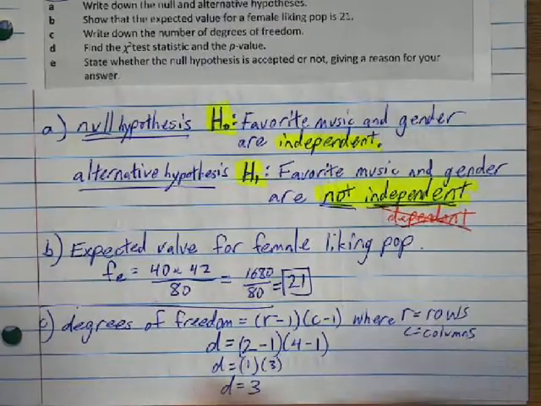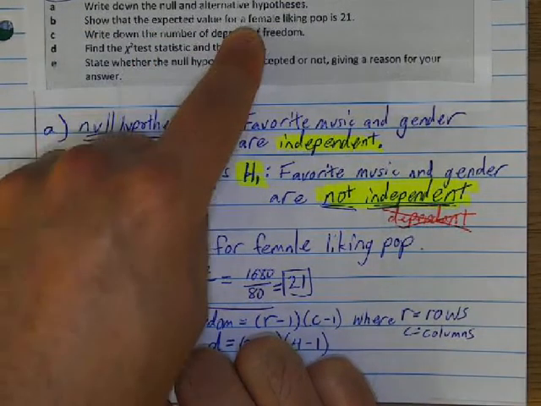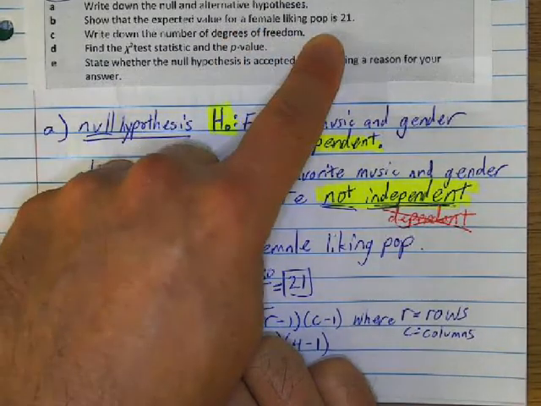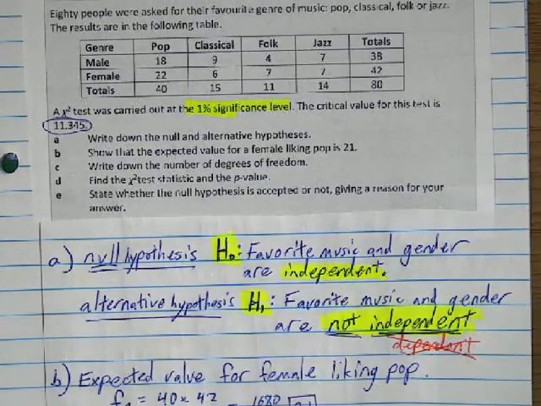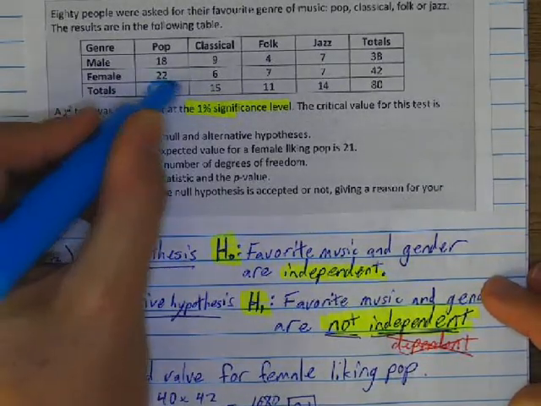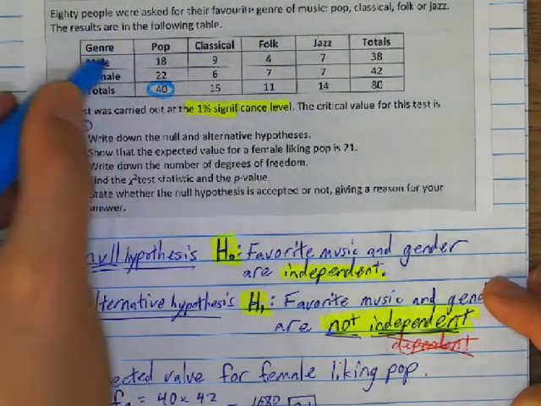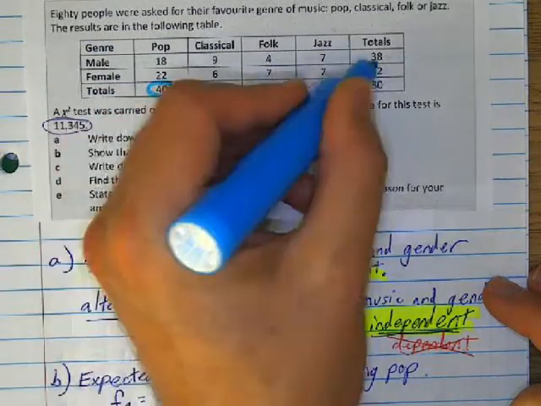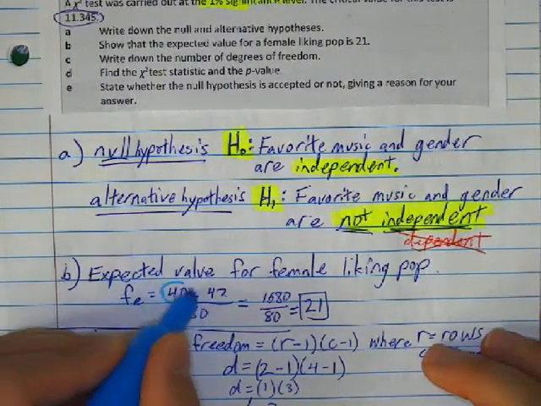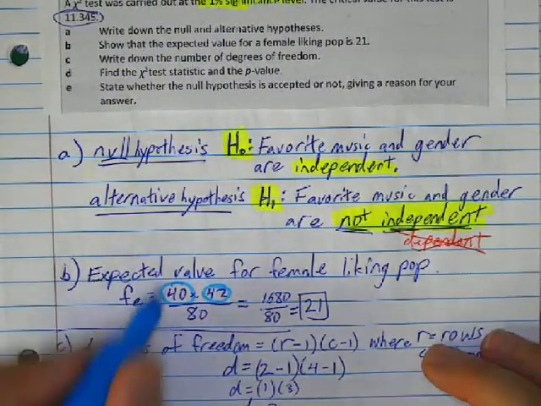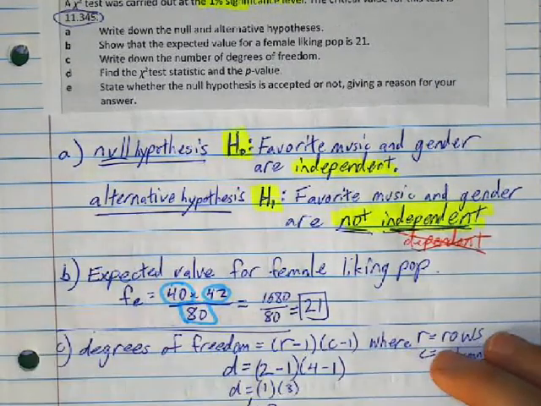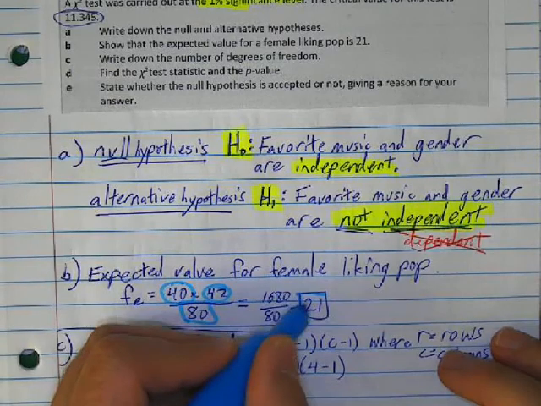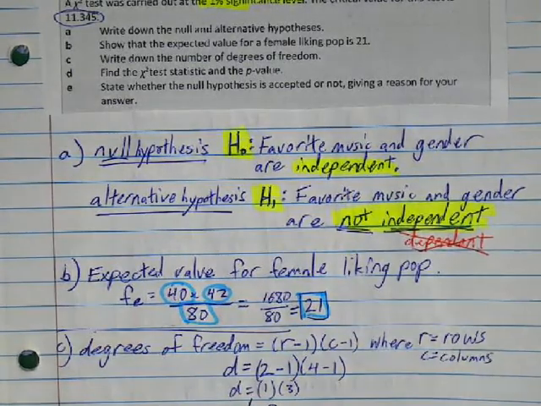Okay, question B says, show the expected value of females liking pop is 21. Okay, so total pop people is 40, total females is 42. So you take those numbers, 40 times 42, and we divide by the total number of people. Okay, and we did this in the previous lesson in S8B.